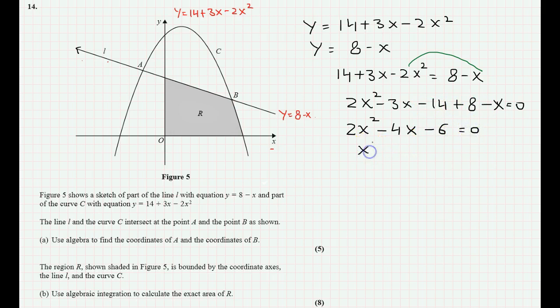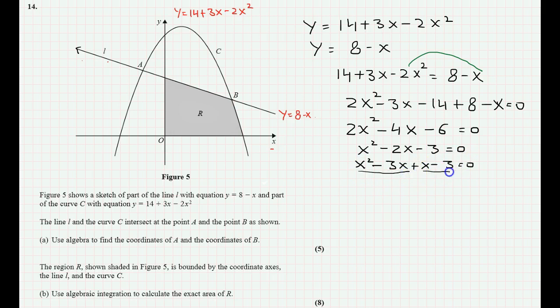We can write this equation by dividing by 2. So x squared minus 2x minus 3 is equal to 0. The factors of 3 are 3 and 1. So we can write x squared minus 2x as x squared minus 3x plus x minus 3 is equal to 0.